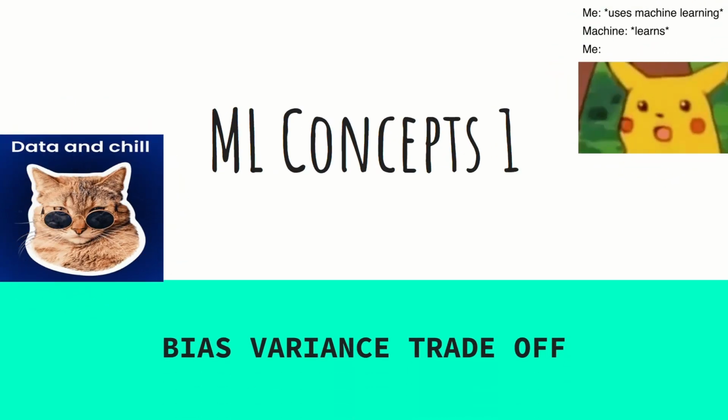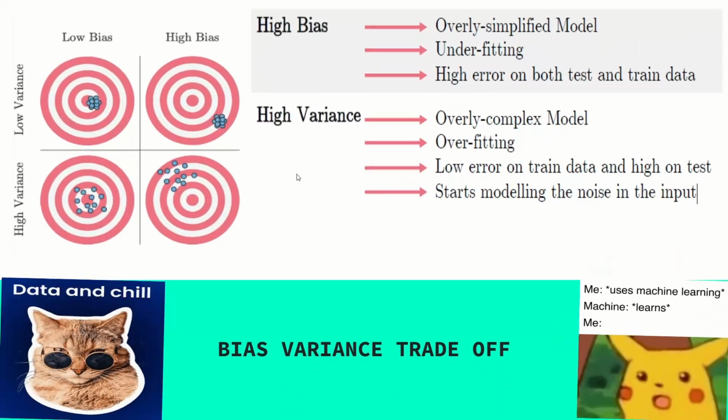Today we are going to explore two fundamental ML concepts, bias and variance, and we will see how to achieve the bias-variance trade-off. Understanding these concepts is very crucial for building effective models that generalize well to unseen data. So let's dive in. Let's start with bias and variance.